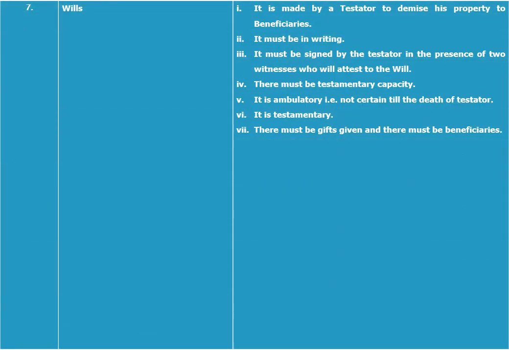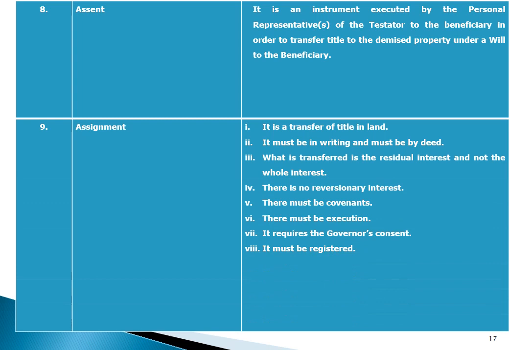Wills. It is made by a testator to demise his property to beneficiaries. It must be in writing. It must be signed by a testator in the presence of 2 witnesses who will attest to the will. There must be testamentary capacity. It is ambulatory. It is testamentary. There must be gifts given and there must be beneficiaries. Assent. It is an instrument executed by the personal representatives of the testator to transfer title to the demised property under a will to the beneficiary.